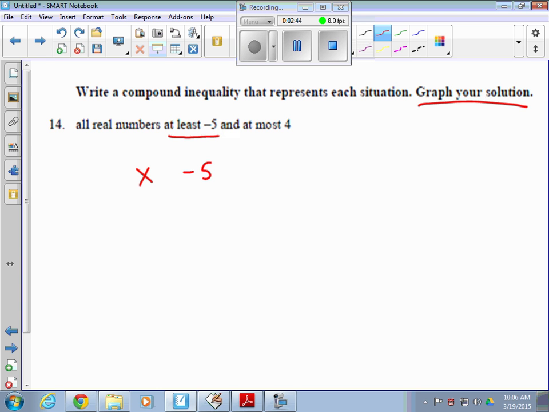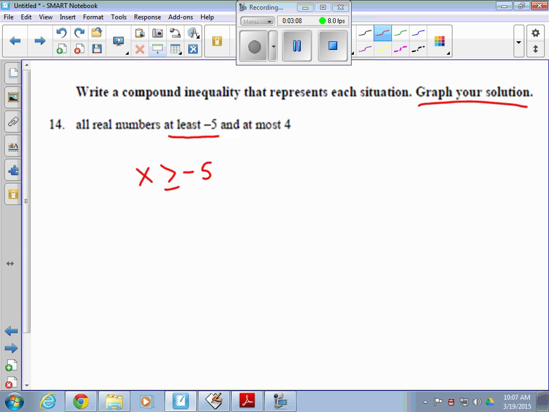Think about if somebody says, come with me to this place, and you say, well, how much money do I need? And they say, well, you need at least $20. You know you're not going to bring $19. You're going to have to bring at least negative 5 right here or bigger than that. So the x itself has to be bigger than negative 5. But negative 5 is okay. So it's not only greater than, it's or equal to.